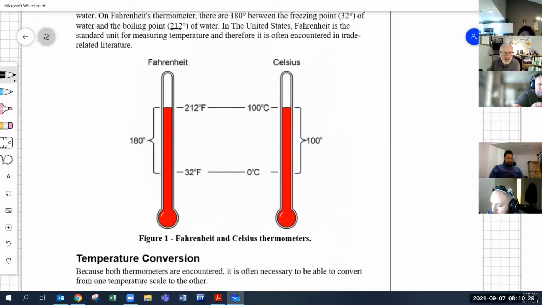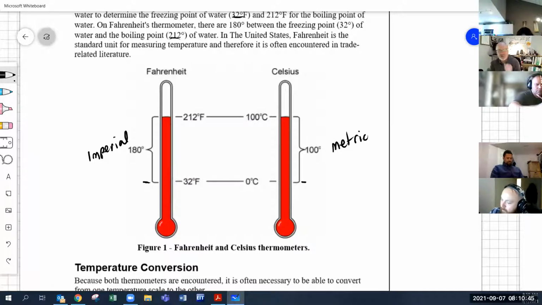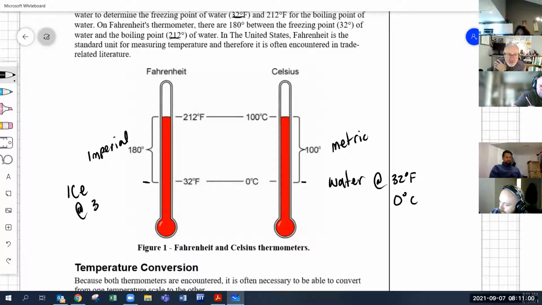So in this picture here, as you can see, 32 and 0 are at the same point. So this is imperial and this is metric. And it's important to point out here that I can have water at 32 degrees Fahrenheit or 0 degrees Celsius. I could have ice at 32 degrees Fahrenheit and 0 degrees Celsius. This is called the freezing point or melting point. You could have ice or water at these temperatures.